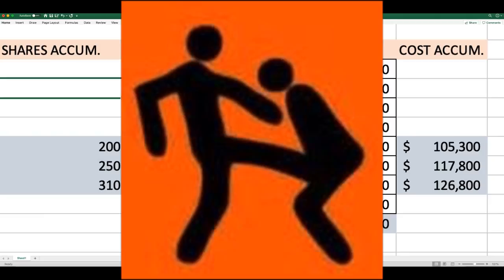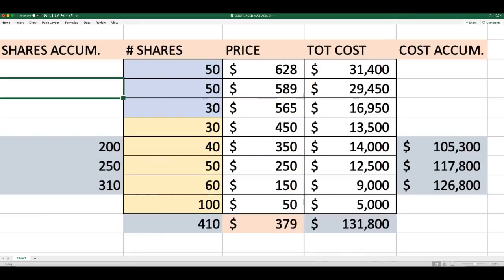So basically, I'm trying to weigh it all out and figure out how we want to go with this. You can see the costs here that we've already incurred on those. But now let's figure out if we're going to cost average on this side, in yellow. These would be the shares that I would add. As you notice, they're increasing: 30, then 40, 50, 60, and then even 100. These are the prices that the stock would have to fall to. So let's say it falls to 450.